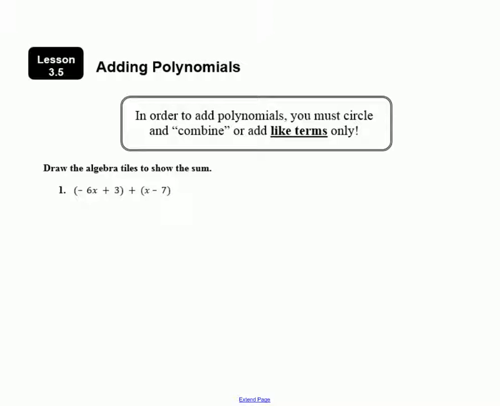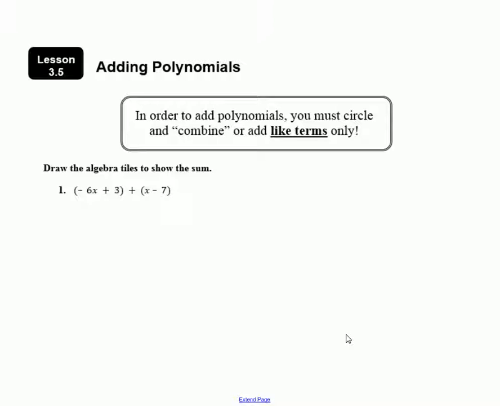This is our second lesson in a row, adding polynomials, lesson 3.5. Hope you have the date on today's cover under this lesson, lesson 3.5. So it says in this big circle right here, in order to add polynomials, you must circle and combine or add like terms only. And we had talked about like terms one of the first days of this unit.